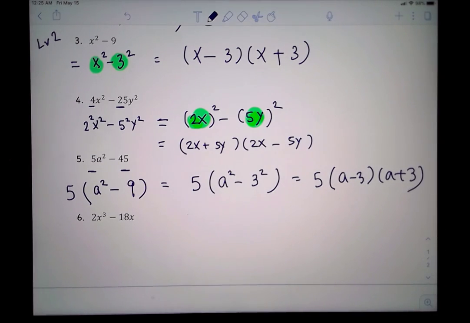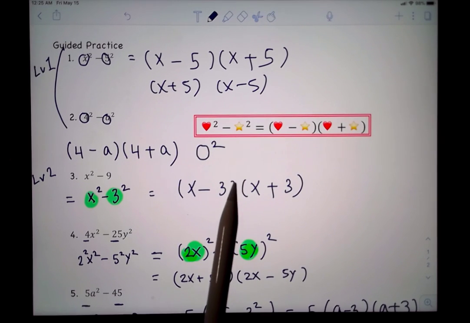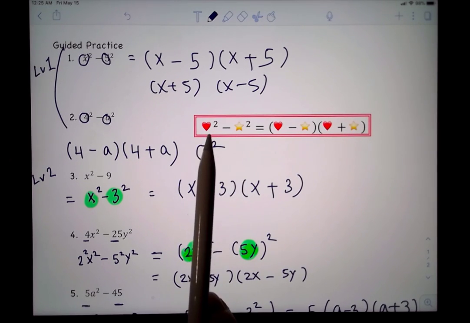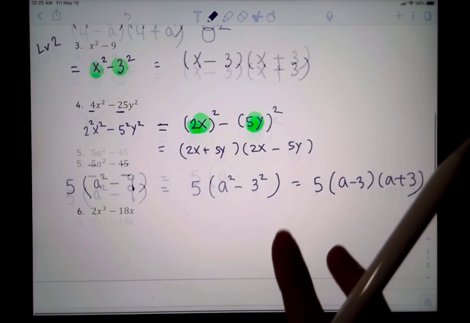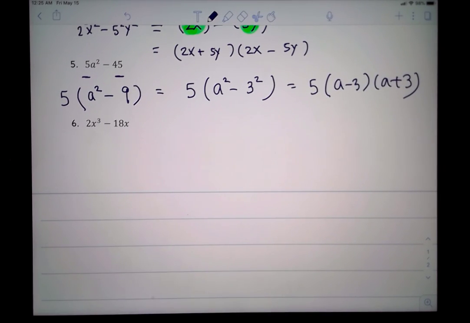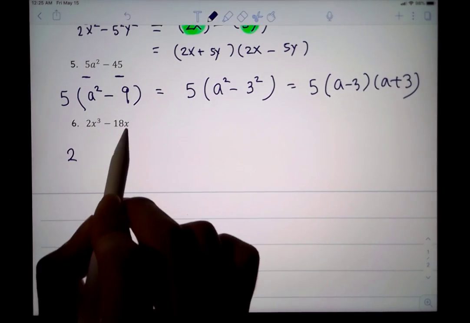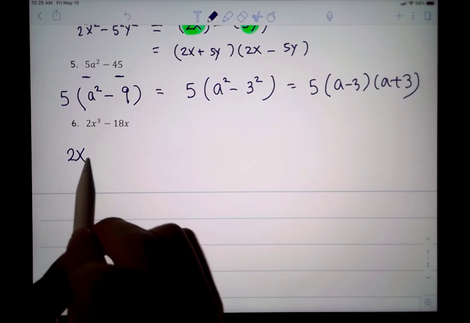Then you're done. Okay? So when you have 2 terms, we call that a binomial. When you see a binomial and it has something squared, then you have to think about this formula. Okay? And for this one, what is your common factor? 2, right? And that's x cubed and x. So x is your common factor.